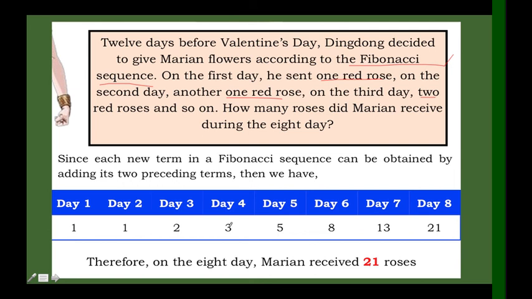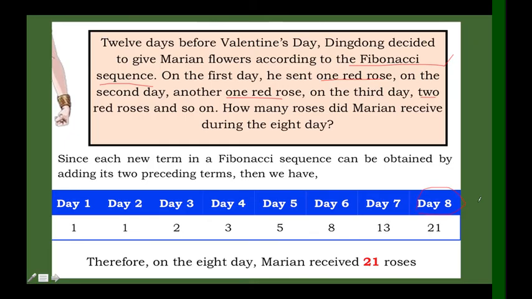Then 1 plus 2 is 3. Then 2 plus 3 is 5. If you get my point, that's the Fibonacci sequence talaga. So, it started 1, and then 1. Because 1 plus 0 is 1, right? And then 1 plus 1 is 2. 1 plus 2 is 3. 2 plus 3 is 5. 3 plus 5 is 8. 5 plus 8 is 13. 8 plus 13 is 21. Until 8th day lang. So, hanggang doon lang siya.